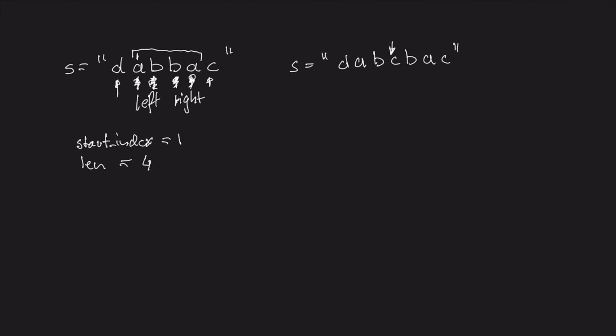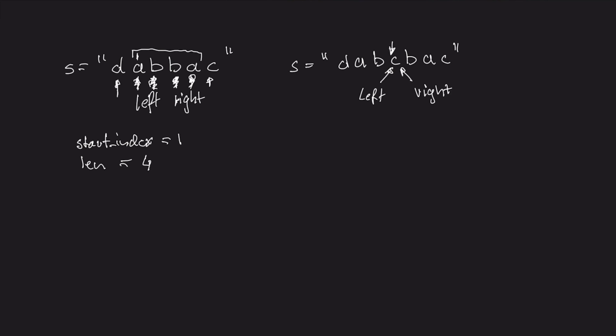And after we exit the loop, we would know that we have to return a substring of our original string that starts at index 1 and has a length equal to 4. And that's how we can do it if the string is of even length. If the string has an odd length, the algorithm would be the same, except the initial position of both left and right is such that it points to the same character.